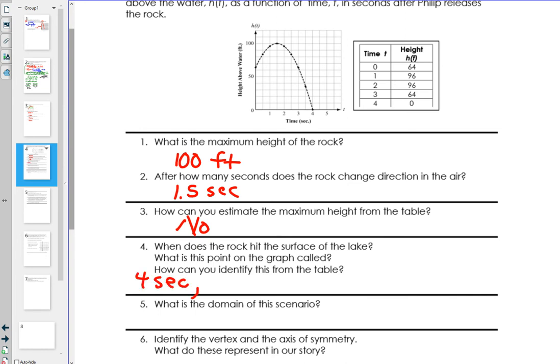What is that called on a graph? What's happening here at 4 seconds? What do you call that? X-intercept. It's called the x-intercept. And then the last question: if they didn't give me a graph and they only gave me a table, could I identify that? Yeah, sure, because it's the value of the time when the height is 0. Yes, I would say yes.